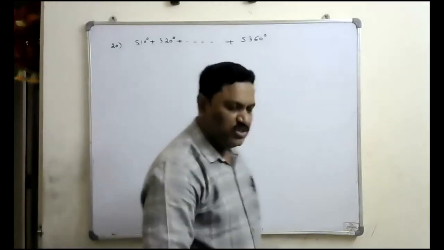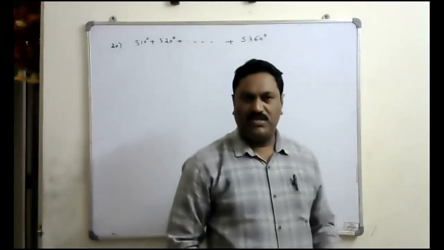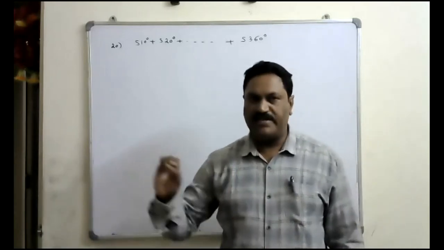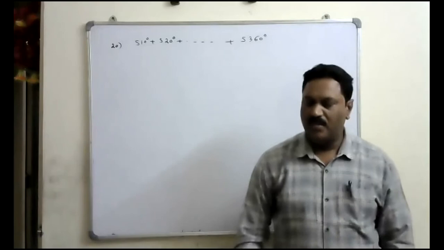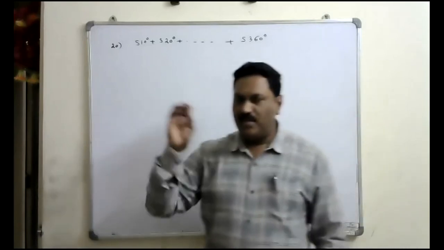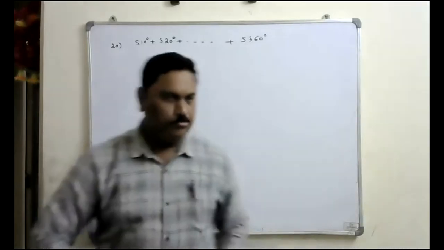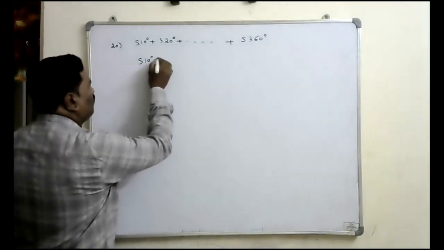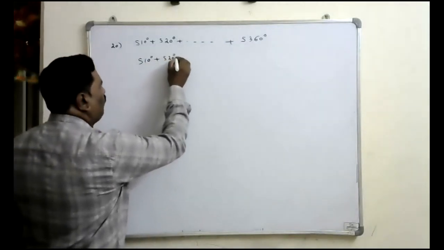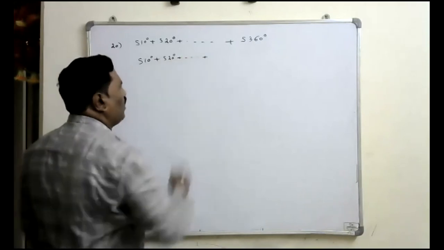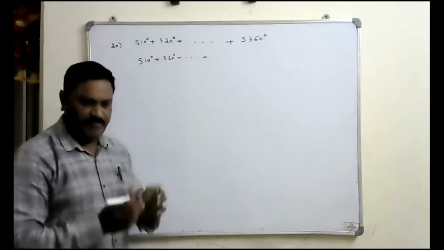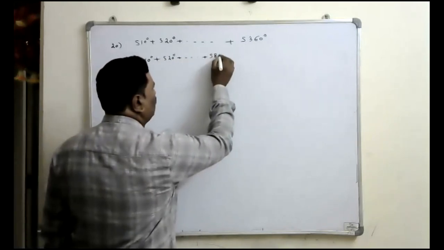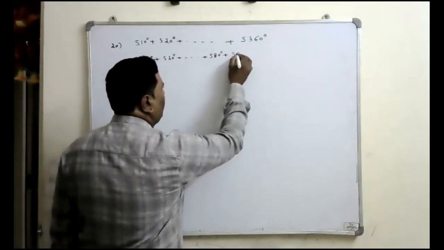If you observe these angles, all of them are multiples of 10: 10, 20, 30, 40, and so on up to 360. So between them, what are the quadrant angles? In sine 10 plus sine 20 plus and so on, the first quadrant angle, 90 degrees, will be there in between. Before the 90, there is an 80, plus then we have sine 90.